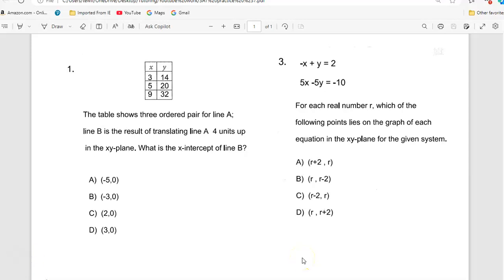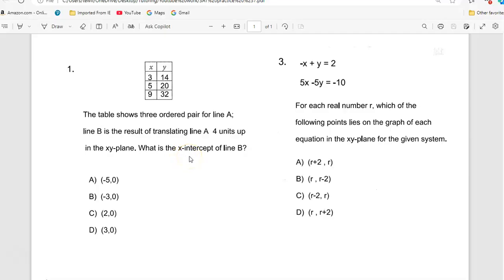Alright, we're gonna start with the first one here. The table shows three ordered pairs for line A. Line B is the result of translating line A 4 units up in the XY plane. What is the x-intercept of line B?